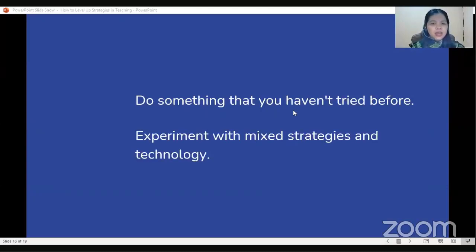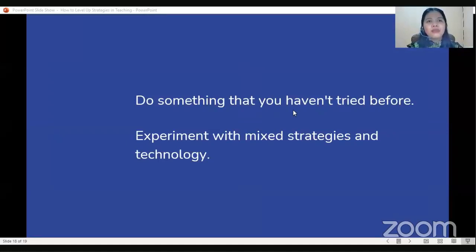So next is experiment with mixed strategies and technology. So with the limited time that we have to teach online, I think it's really challenging to mix strategies and technology. But no matter how difficult it is still possible po. So for example, in my case po, if I am teaching my, yung mas matatanda kong students, first I set the intentions, what are we learning today? Next is why are we learning this? Next is the practical learning outcomes na what can you get out of this? Will this help you after school?